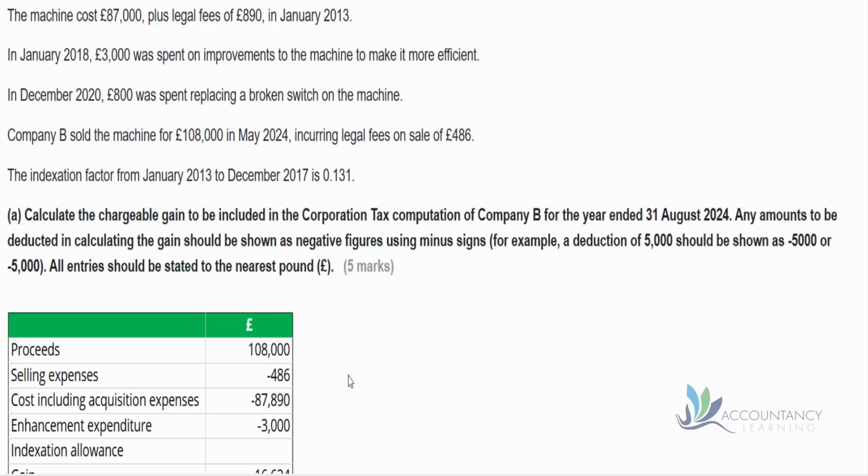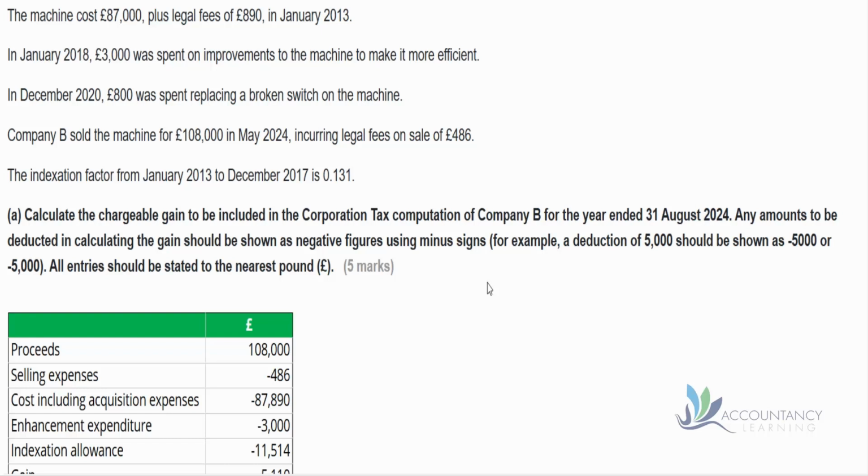So we originally paid 87,890. We can take that figure, 87,890, and multiply it by the indexation factor of 0.131. That tells us that we can make an adjustment for inflation of 11,514. So that increases the cost to take into account that there was inflation.